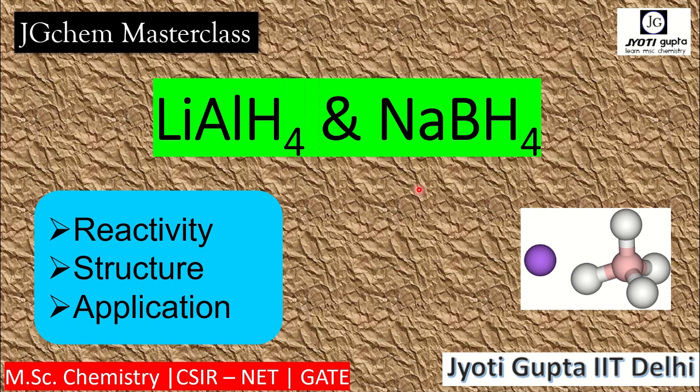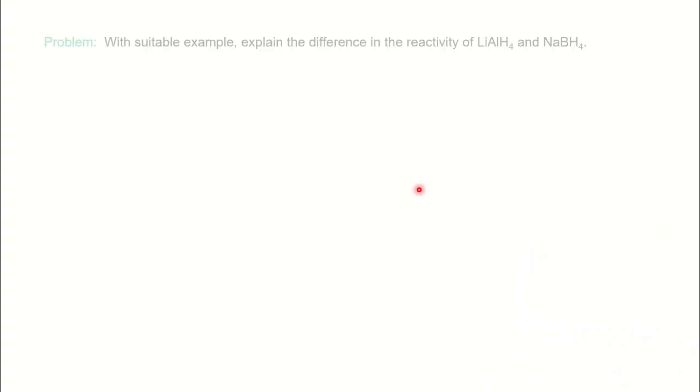So we will see the properties. The topic is important for B.Sc students as well because it is a very common reducing agent. Students are studying it from 11th and 12th, so it is important for 11th and 12th students as well. So we'll see one question. With a suitable example, explain the difference in the reactivity of lithium aluminum hydride and sodium borohydride.